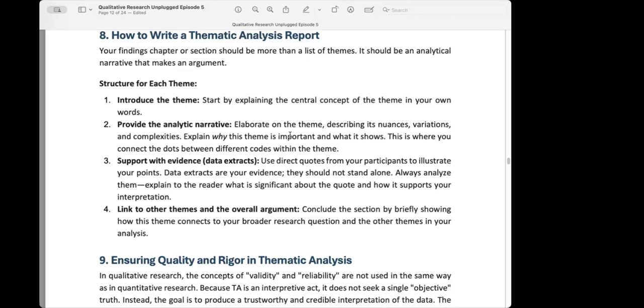This explains the nuances and significance. Okay, unpacking the meaning. 3. Support with evidence, data extracts, and analyze. Now, the crucial evidence and analysis.